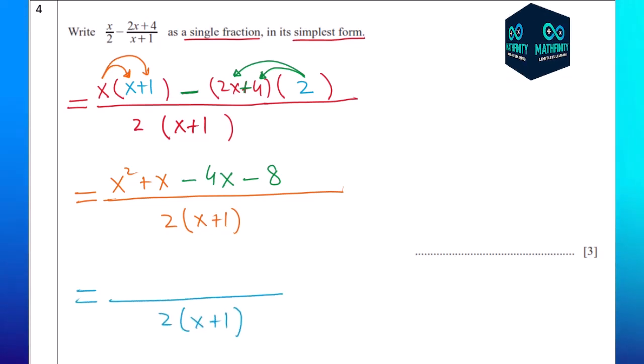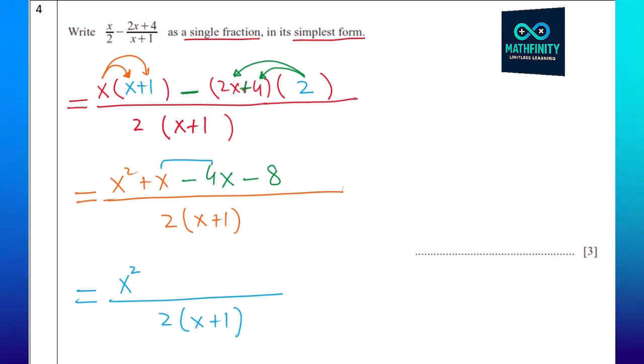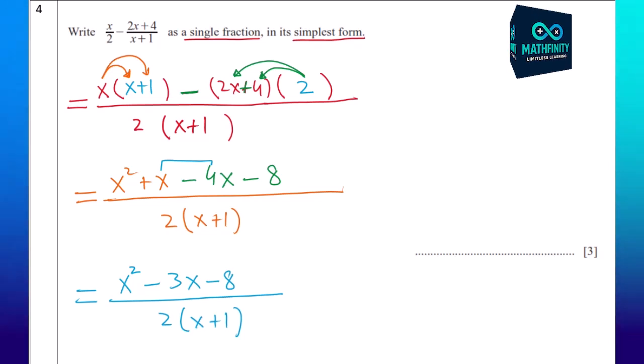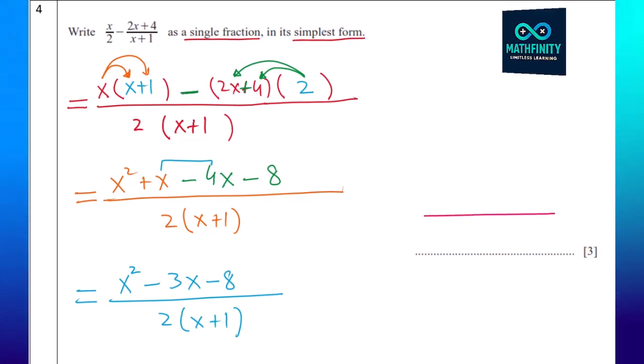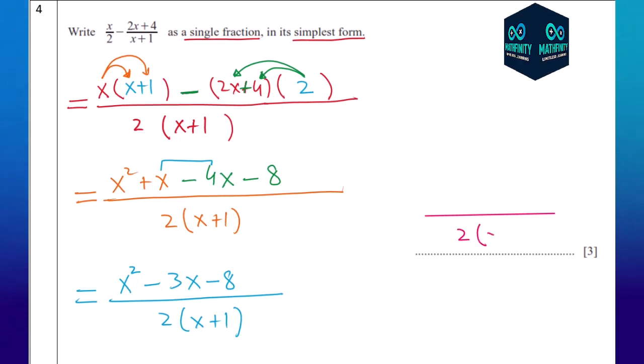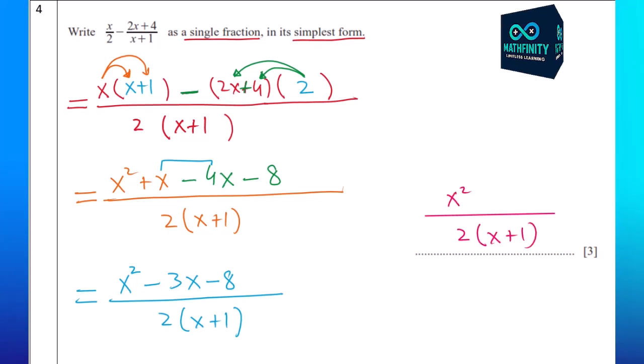X plus 1. Like terms, x square is alone. There is no other term that has square, so keep it as it is. And these two are the like terms. X minus 4x will be negative 3x, negative 8x. This is the final answer. You have to write in the answer space 2x plus 1, and in the numerator x square minus 3x minus 3.